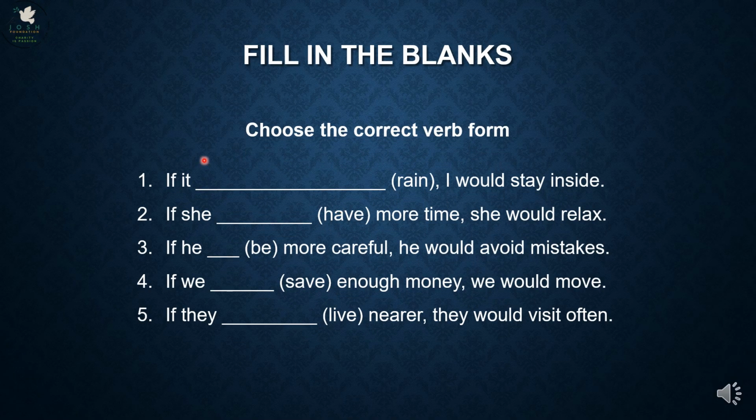Choose the correct verb from here. If it dash dash, I would stay inside. If she dash dash more time, she would relax. If he dash dash more careful, he would avoid mistakes. If we dash dash enough money, we would move. If they dash dash nearer, they would visit often.